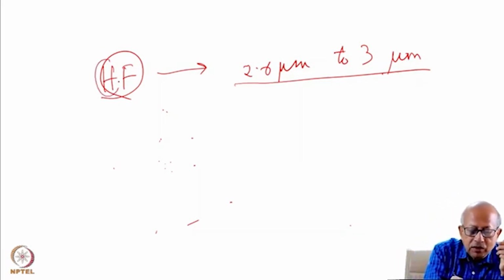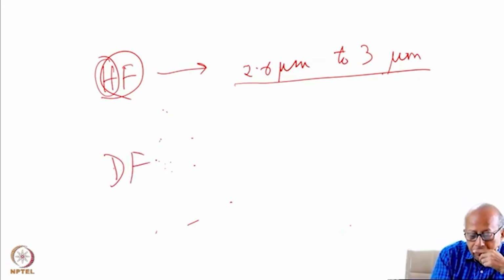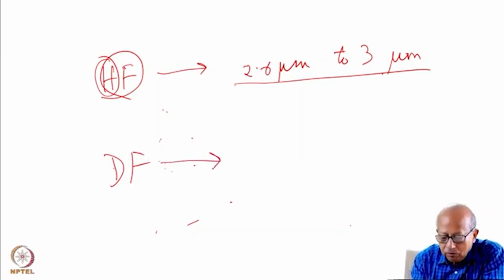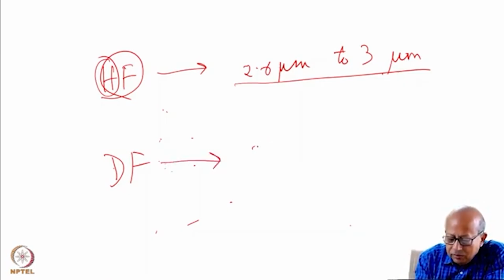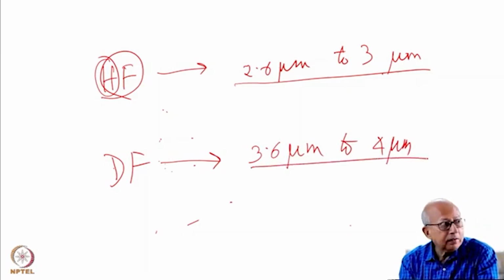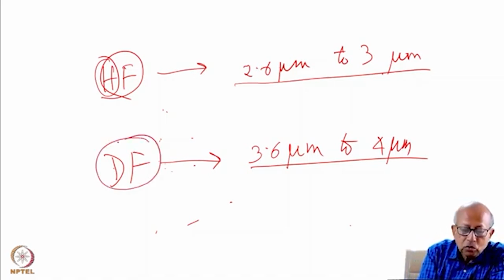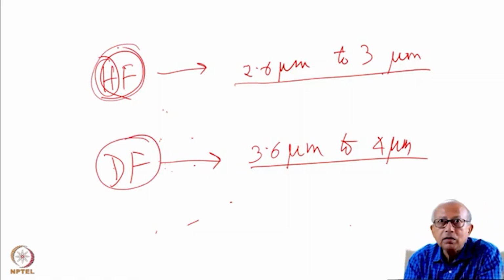If this hydrogen is replaced by the heavier isotope of hydrogen, that is deuterium, then the emission of the laser, that is the deuterium fluoride laser, spans from 3.6 micron to 4 micron. At this wavelength, air has very good transmission. Therefore, as far as transmission is concerned, this laser scores better than hydrogen fluoride.